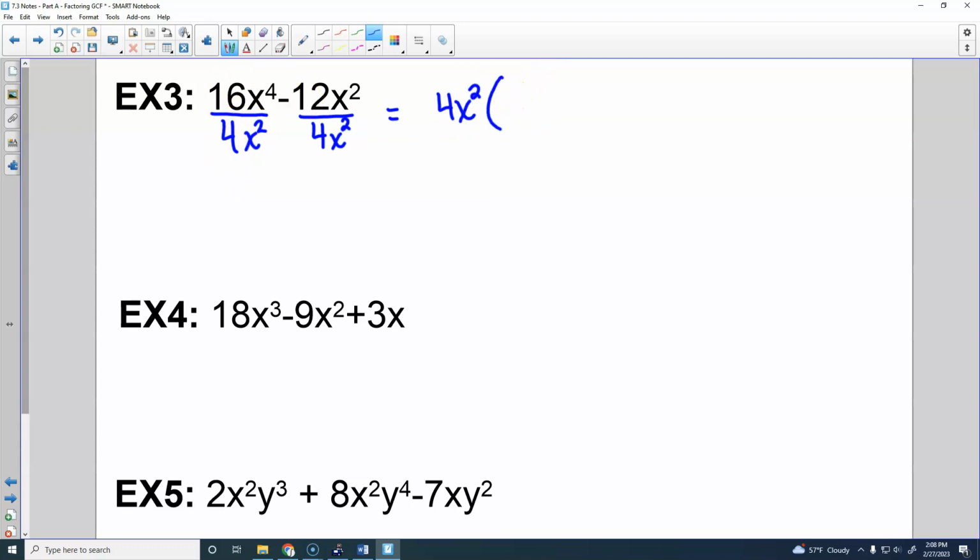So 16 divided by 4 is 4. I had 4 x's, I took 2 away. That left me with x squared. Over here, 12 divided by 4 is 3, so I'm going to get a minus 3. The x squareds cancel, so you just have a 3. There. And I'm not going to write it on every one, but if you multiply this back, it gives you what you started with.